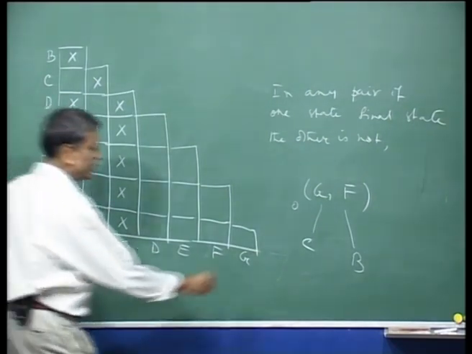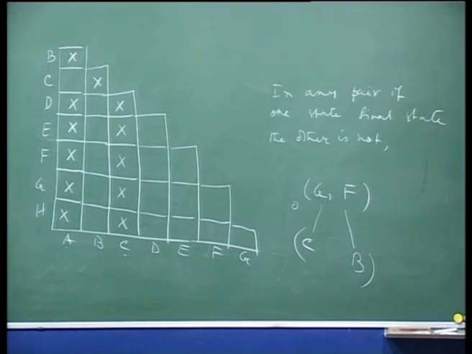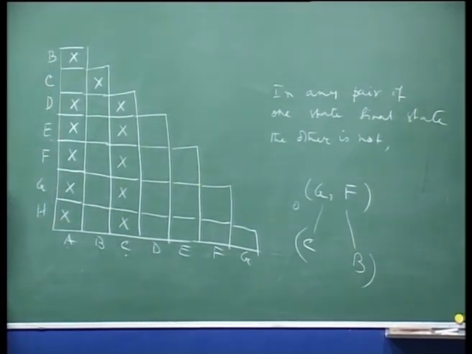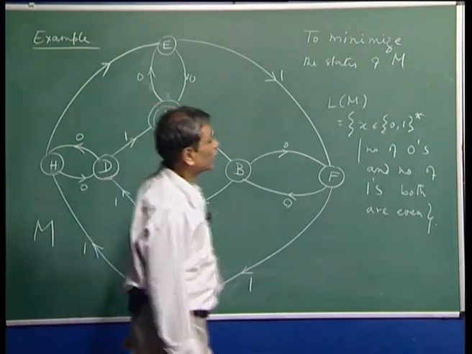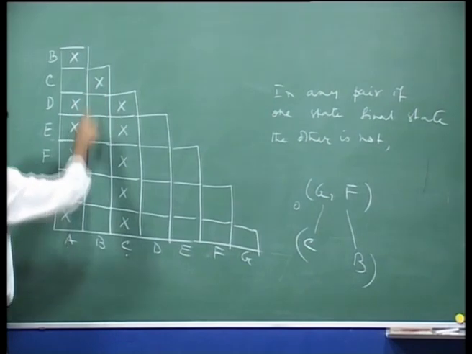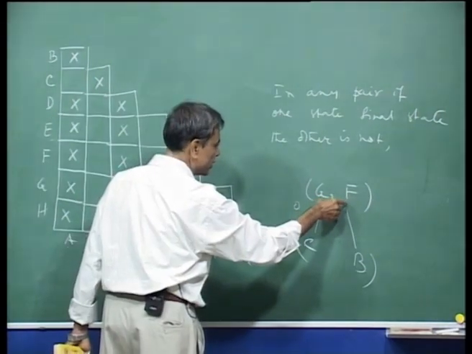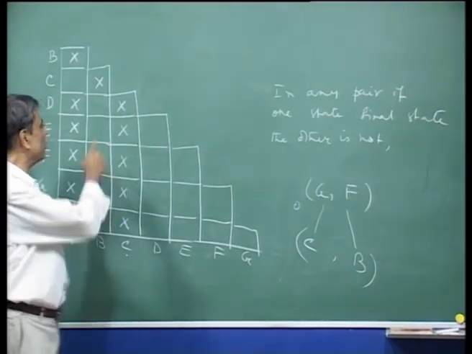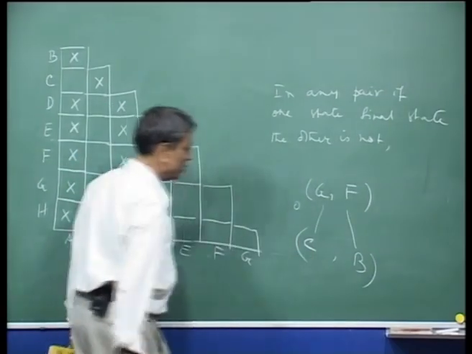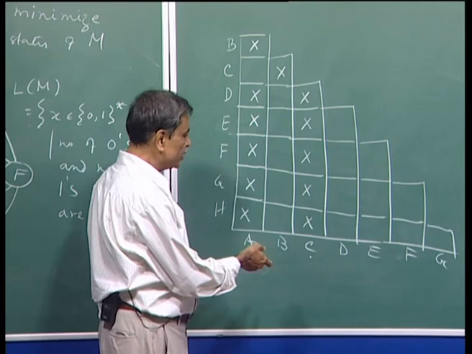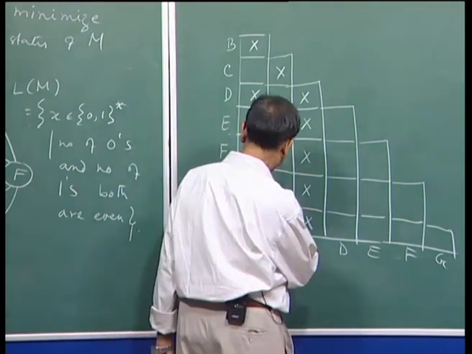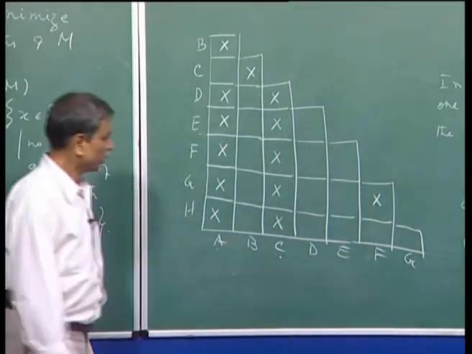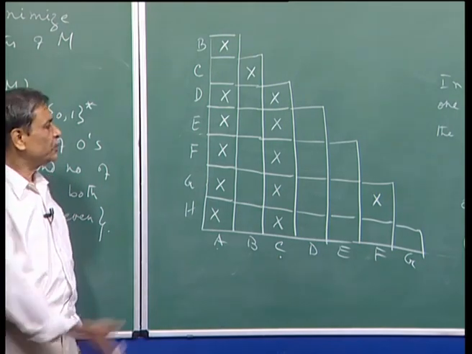Now, remember that this pair C B was already found distinguishable in the initialization phase, because C was a final state and B was not, so we already knew there was a cross there. When I considered this pair G F in the next iteration, on 0 I found this pair that results, and there is already a mark indicating that it is distinguishable. Then I will make G and F distinguishable in that iteration. So, now I will put another cross here, right? And this way we will keep on going.